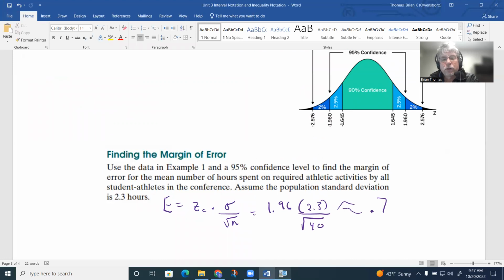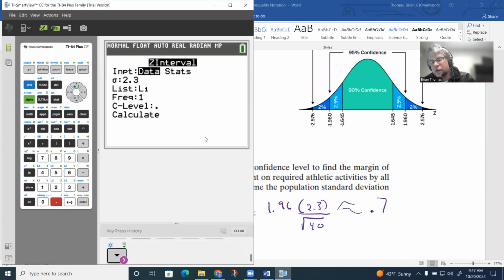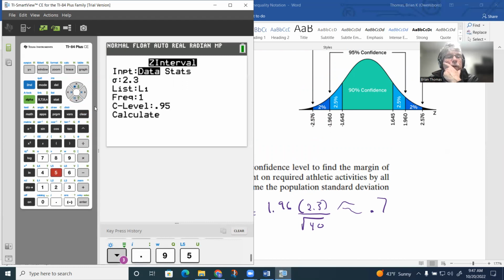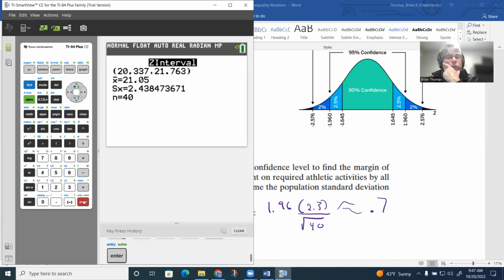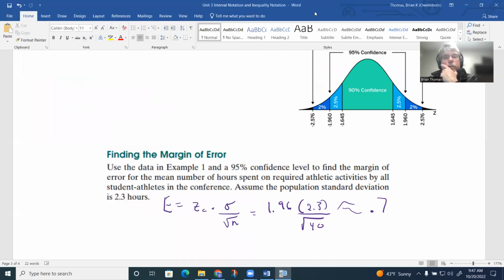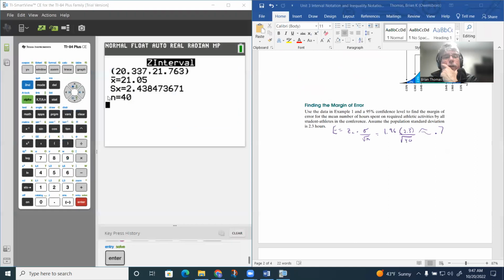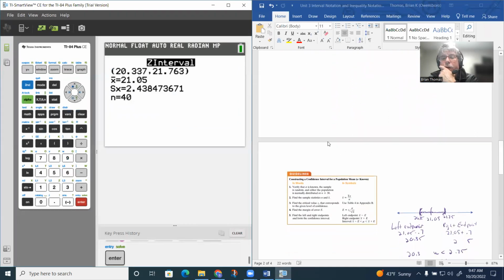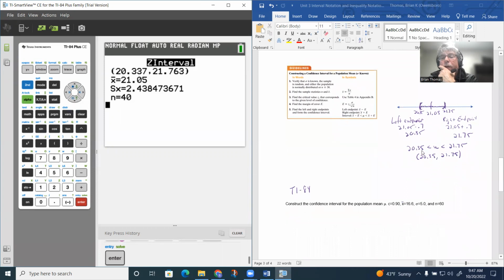Actually, it's 95%. So if I change that to 0.95, and we come out and calculate, let's see what this does. So that's how it gives us 20.33. So if we look at our, we had like 20.35, that gave us like 20.34. So pretty close. This says 21.76, we had 21.75. So again, notice I rounded a little bit. So those actually translate pretty good there.